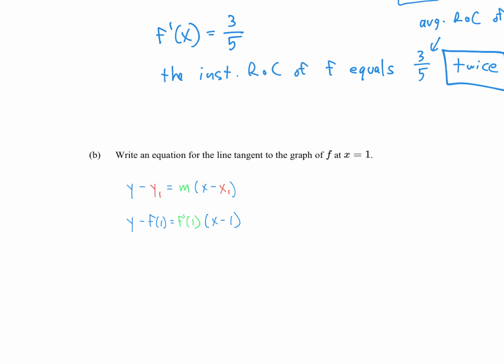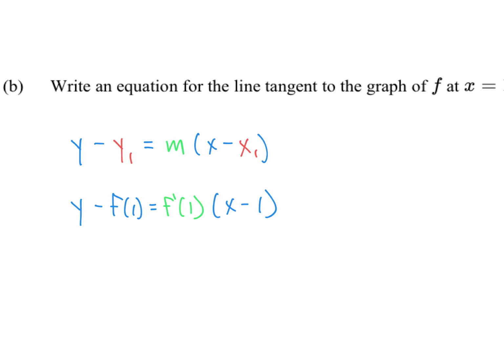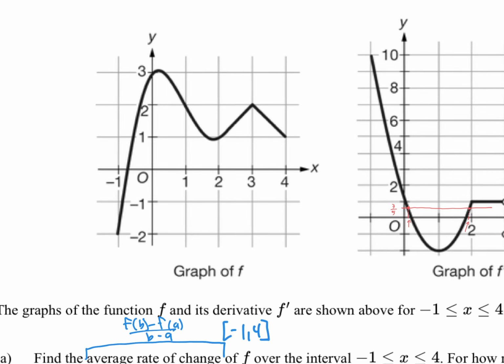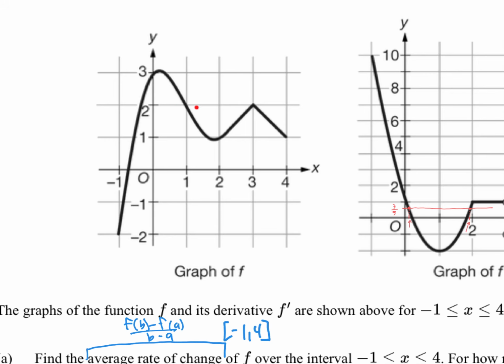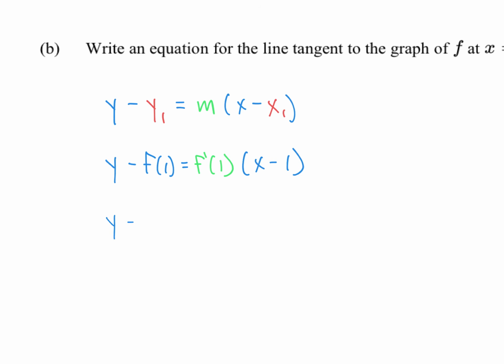Okay, so now we go up to these graphs to find these values. So we need f at 1 and f prime at 1, really. On the graph, f at 1 is 2, and f prime at 1 down here is negative 2. So f of 1 is 2, f prime at 1 is negative 2. So this was 2, and the derivative was negative 2.